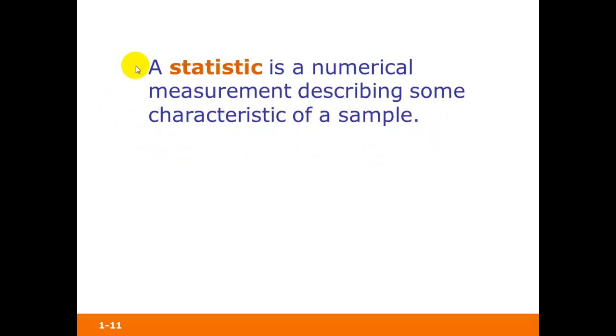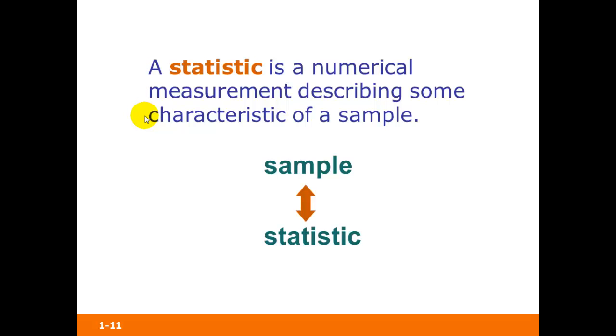It will be very important in later chapters in this course to distinguish between samples and populations and between statistics and parameters. When we talk about a statistic, it's some kind of numerical measurement that we calculate from our sample data. So it's going to describe some characteristic of our sample. So sample and statistic go together, and notice that they both start with the same letter S.